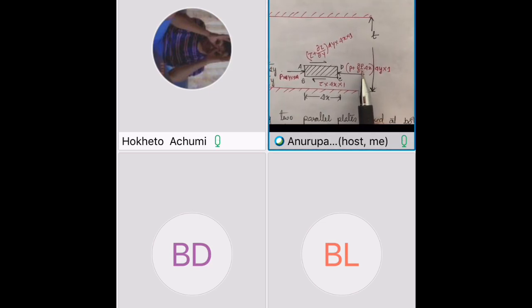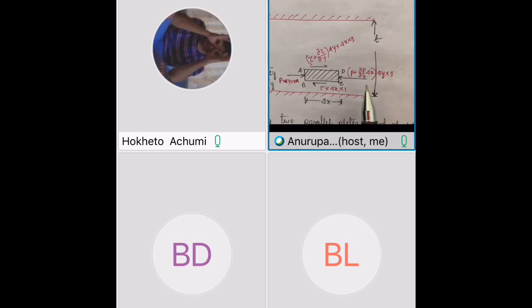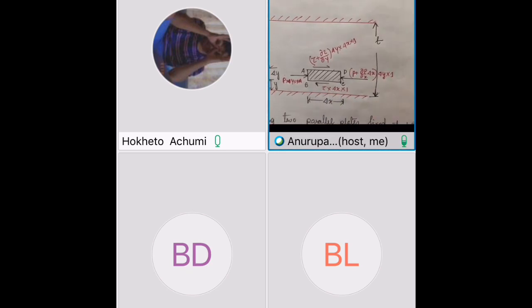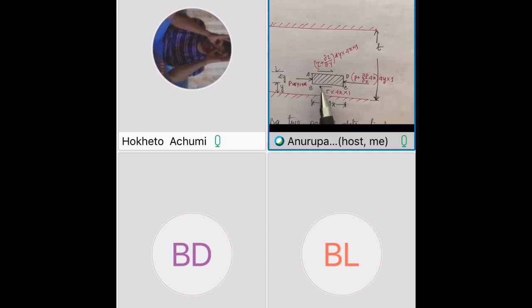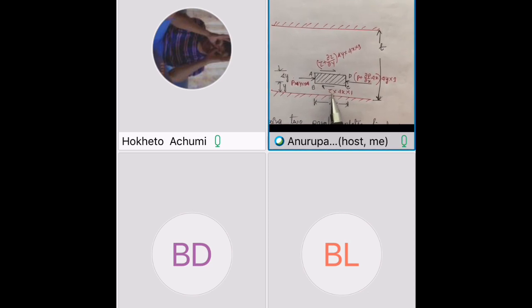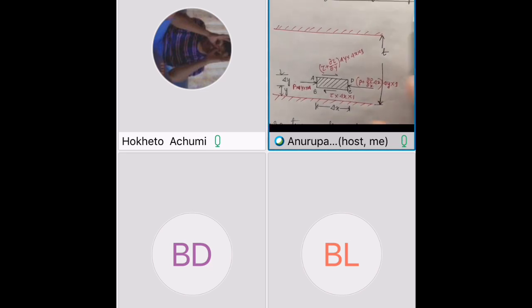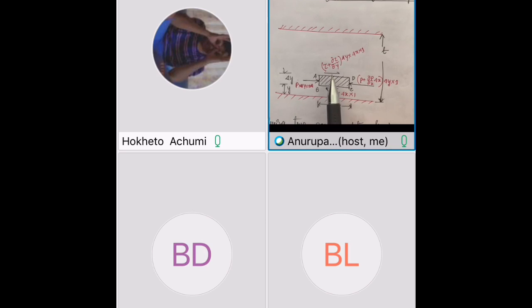As this fluid is laminar, that means it is a steady uniform flow and there is no acceleration. So we can consider that the summation of all the 4 forces acting on the element ABCD is taken as 0.